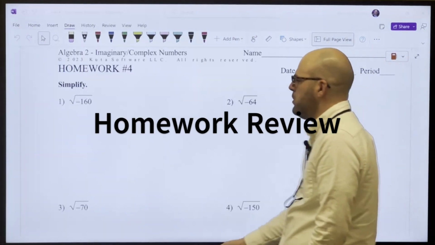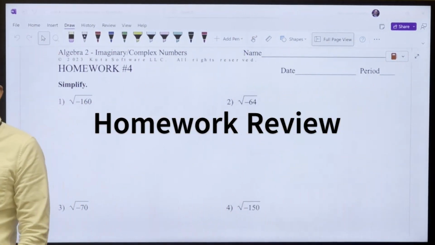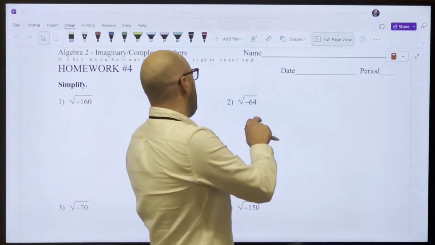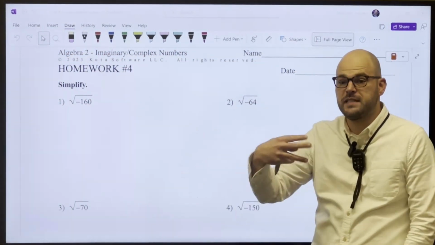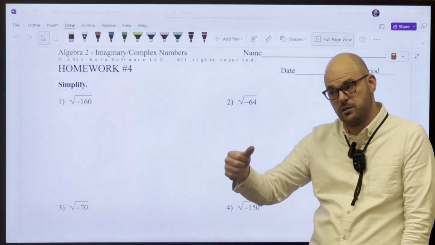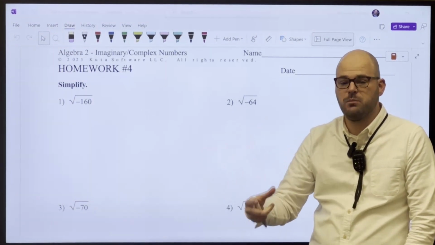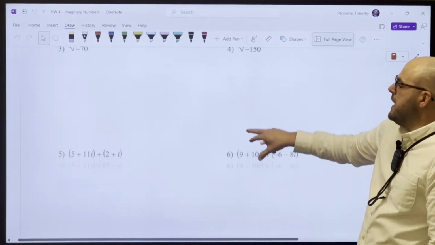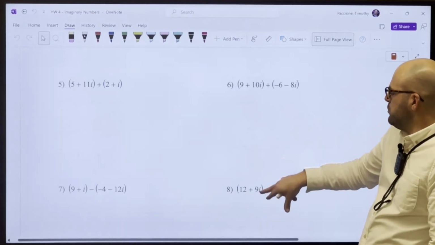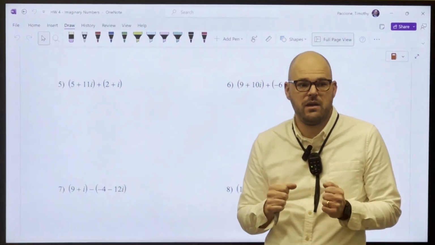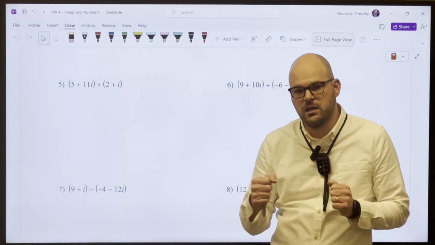So, all right, for your homework, there were a few different skills that we were practicing. First, we were making sure that we could simplify radicals that had a negative in them. So there's a couple skills. Do we know how to pull out the negative? Do we know how to break down a radical if it's not a perfect square? Then we were adding and subtracting when we had i. So do we know how to combine like terms when we have i? Do we know what to do when there's a negative in parentheses?